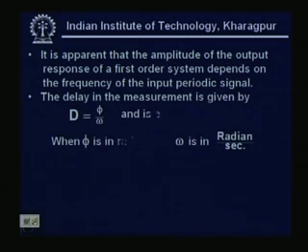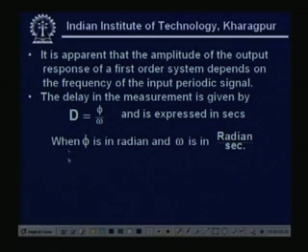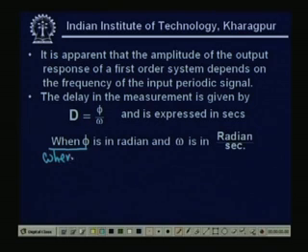The delay in the measurement is given by phi by omega and is expressed in seconds, where phi is in radians. I am sorry, this will be where phi is the radian and omega is in radians per second, right.